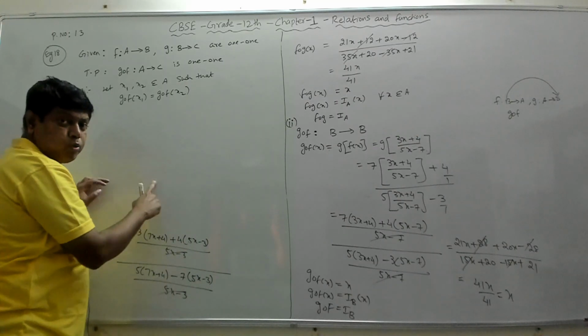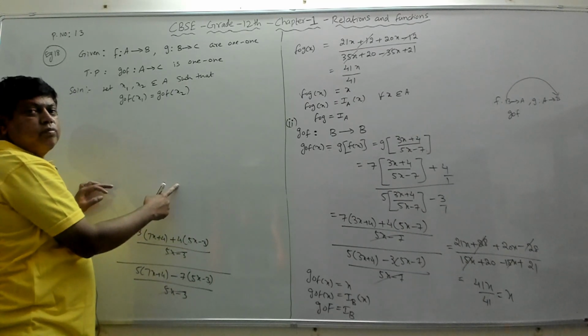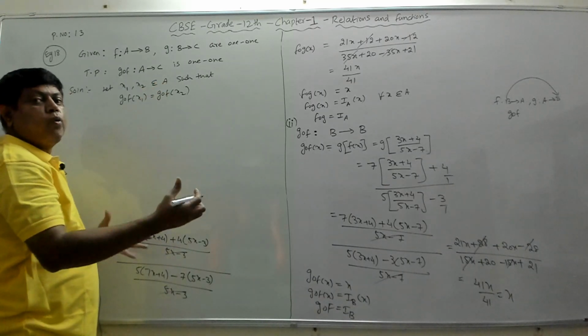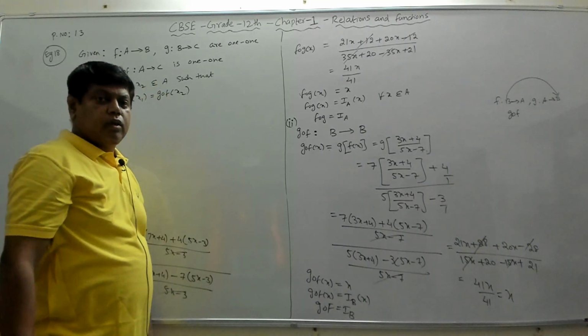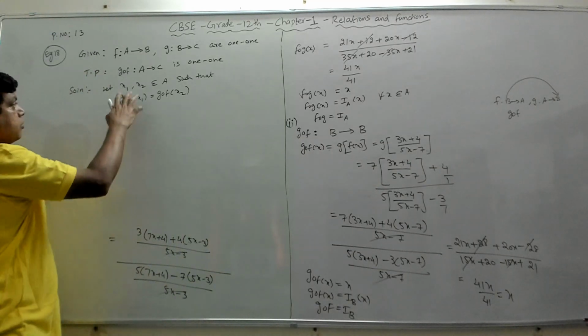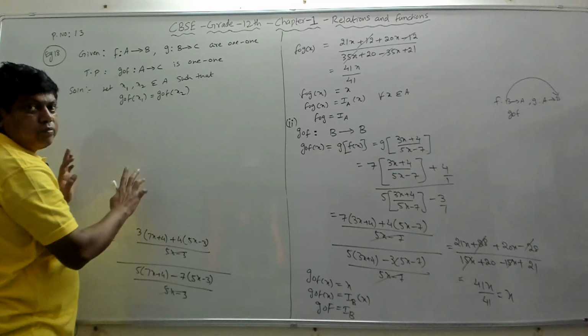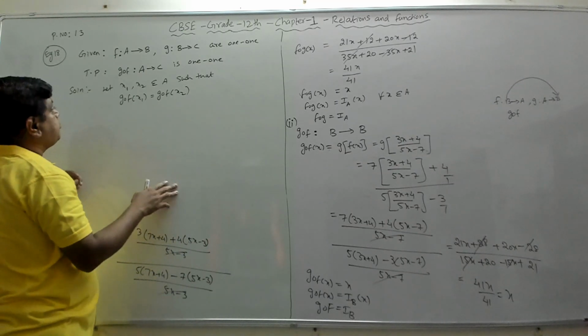Then we should finally prove that x1 equal to x2. Then the elements that we took from A are not different elements, they are one and the same. That makes the function 1 to 1. So finally we have to prove x1 equal to x2.